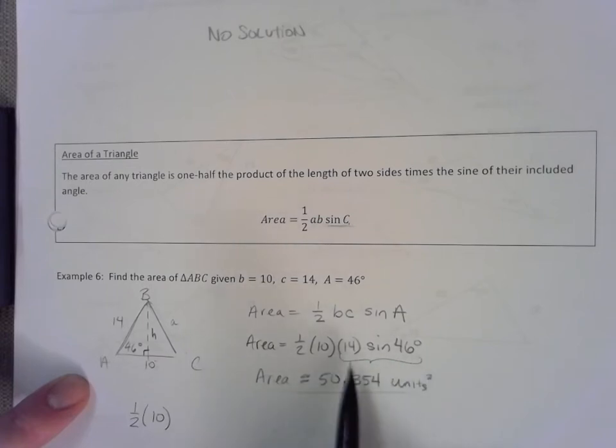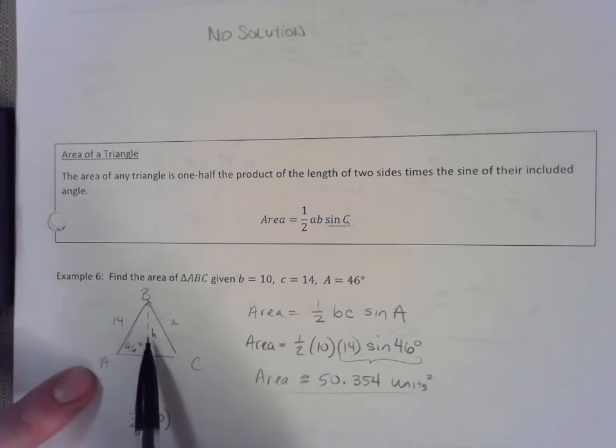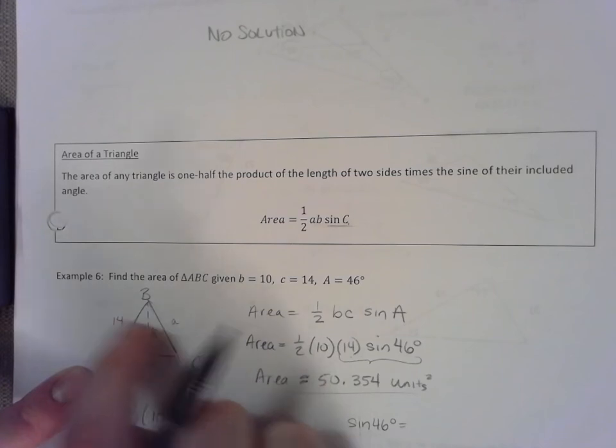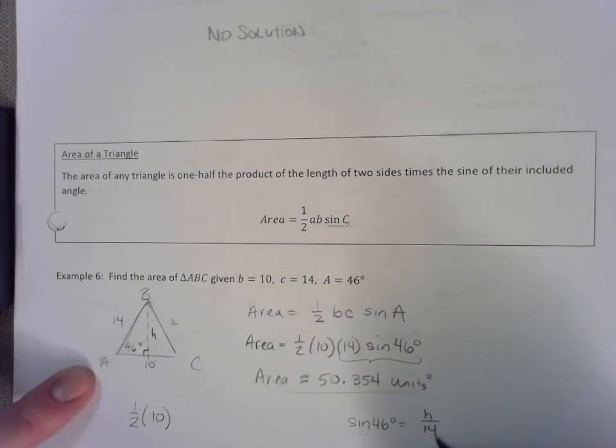Now this information, 14 sine 46, must have something to do with the height. How would I find this length given this hypotenuse and that angle? This would be the opposite side divided by the hypotenuse of this right triangle I created. So I think I could find the height by doing some clever math. The sine of 46 degrees is opposite over hypotenuse, h over 14. If I multiply both sides by 14, I get 14 sine 46 degrees. That gives me the value of h.